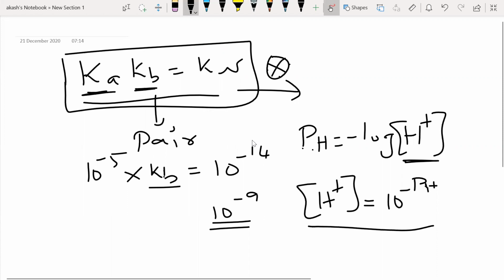Did I give you this formula before? H plus concentration is 10 to the power minus pH. The pH will come in the power. Did I tell you this before? Did you remember?